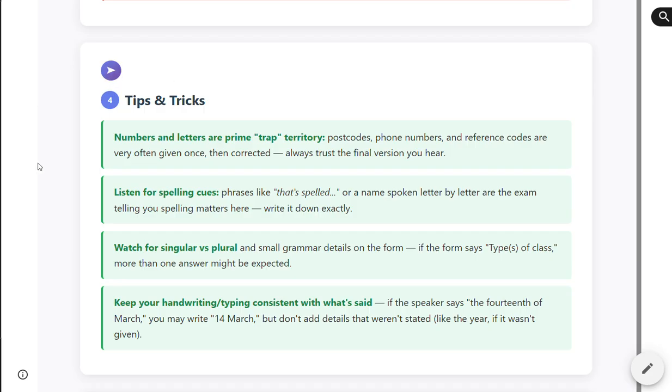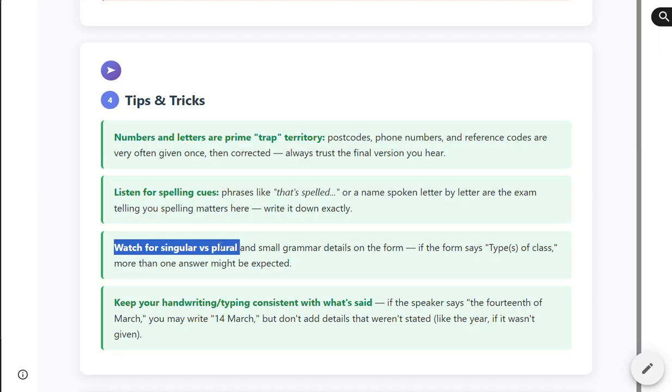Now for the tips and traps that will genuinely raise your score on this type. Numbers and letters are prime trap territory. Postcodes, phone numbers, and reference codes are very often given once and then corrected. So always trust the final version you hear, never the first. Listen closely for spelling cues too. Phrases like, that's spelled, or a name spoken out letter by letter, or the exam directly telling you that spelling matters here. So write it down exactly as given.